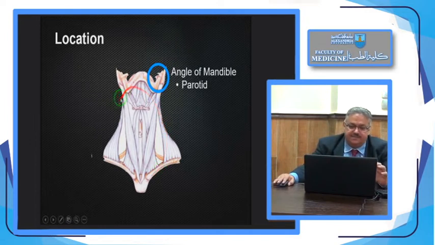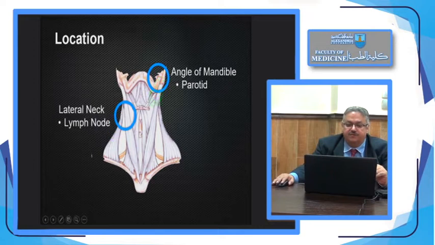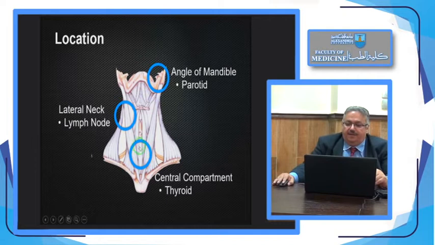Here is a scheme, a diagram that will show you the famous locations of head and neck masses. At the angle of the mandible, of course, you think about the parotid salivary gland. Number 2, in the lateral compartment of the neck, most famous, lymphadenopathy, masses originating from lymph nodes. Central compartment, medial, the midline neck masses. The thyroid is the most famous midline neck mass.